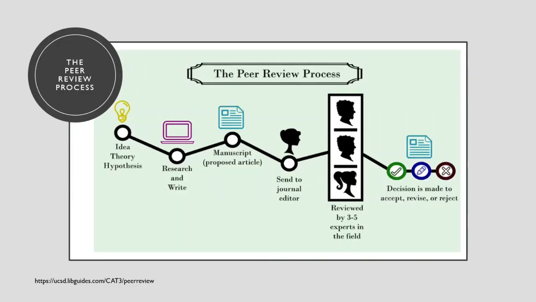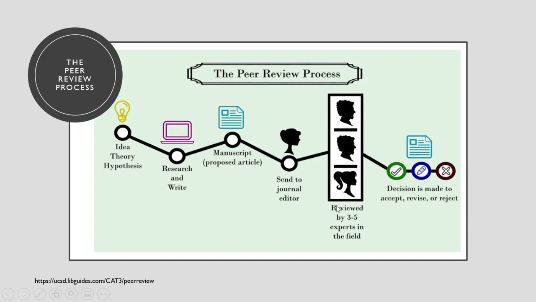So what is the peer review process? Scholarly or academic articles go through this process before they are published in journals and before you can read them. A researcher, like a professor, has an idea, a theory, or a hypothesis. They research and write an article, and they come up with a manuscript. They send this manuscript away to a journal editor, and then the manuscript is reviewed by 3 to 5 experts in that particular field of study.